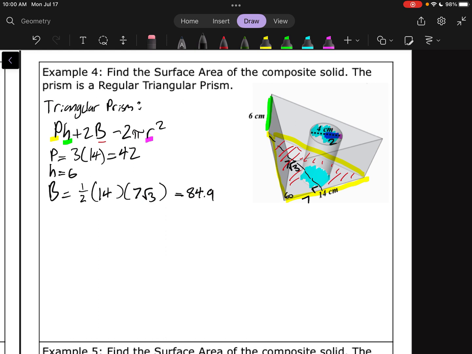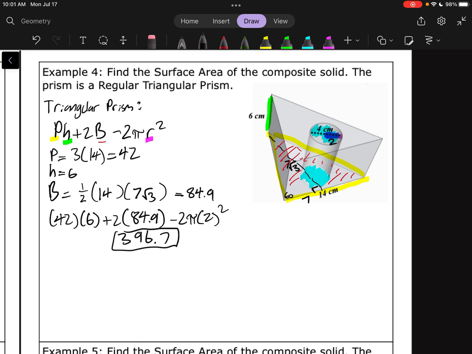All right, so I think we got everything we need. Let's go ahead and plug some stuff in. We're going to do 42 times 6 plus 2 times the area of the base, which was 84.9, minus 2 pi 2 squared. Type that all in. 42 times 6 plus 2 times 84.9 minus 2 pi 2 squared. I'm getting 396.7 for the triangular prism.